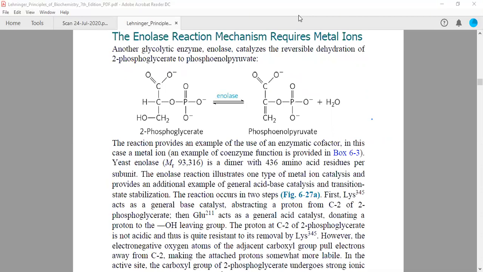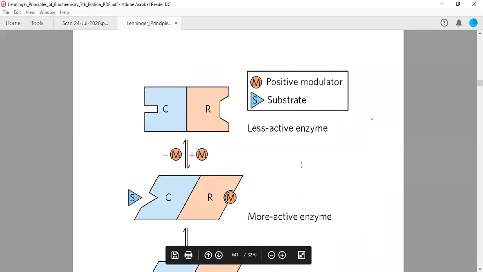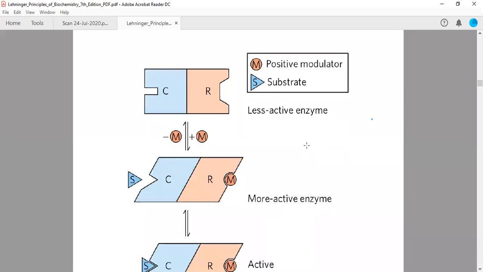Then we will move to another page, 641. Here you can see that there is a catalytic subunit and a regulatory subunit. These types of enzymes are called regulatory enzymes or allosteric enzymes because they have two different sites for binding. The catalytic site generally binds with the substrate, but the modulator has some kind of effect over the enzyme.